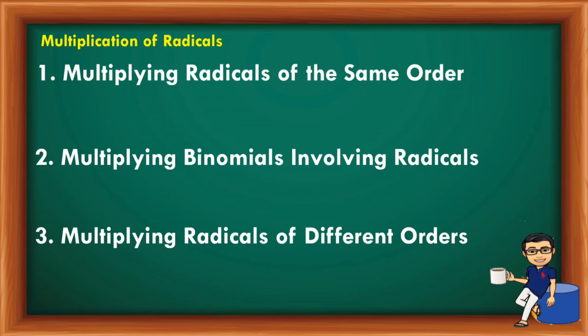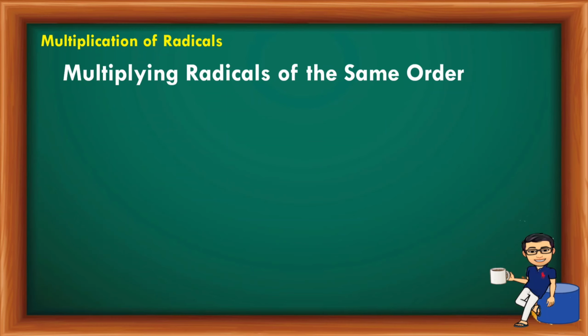Sa una, pag sinabi nating same order, ibig sabihin niyan same index sa radical sign. Binomial, alam naman natin pag sinabi nating binomial, it involves two terms. At dito, different orders, magkaiba ng index. So, alamin natin isa-isa ang bawat method na yan. Simulan natin sa multiplying radicals of the same order.